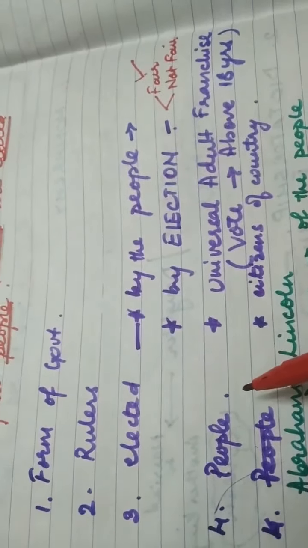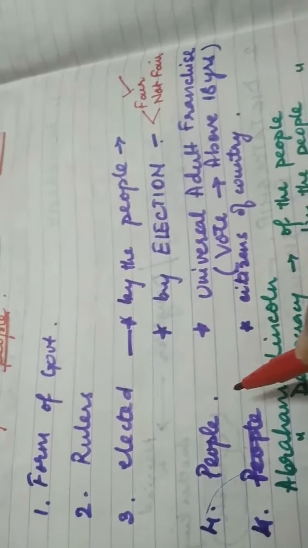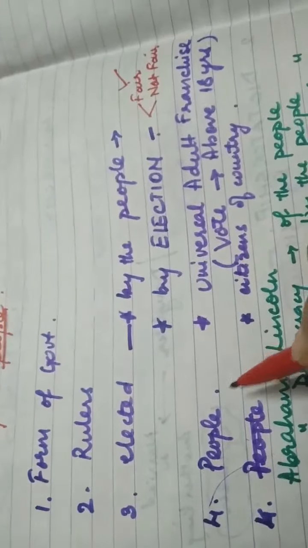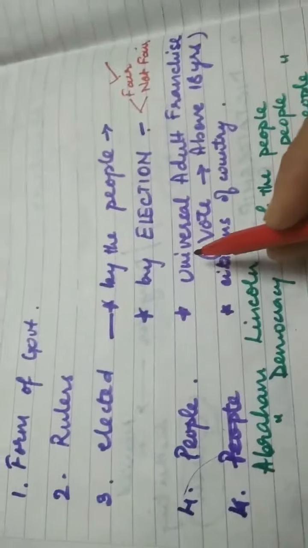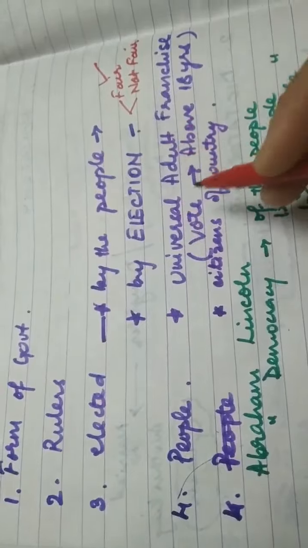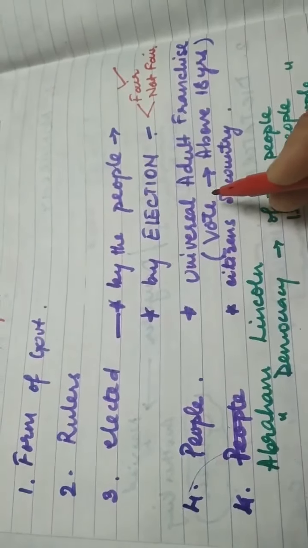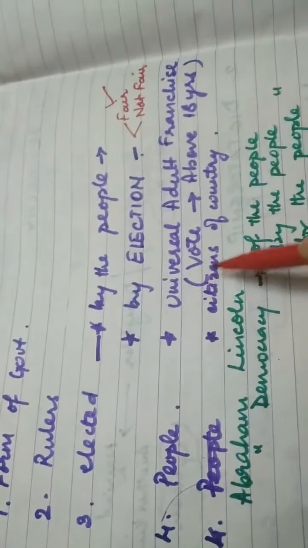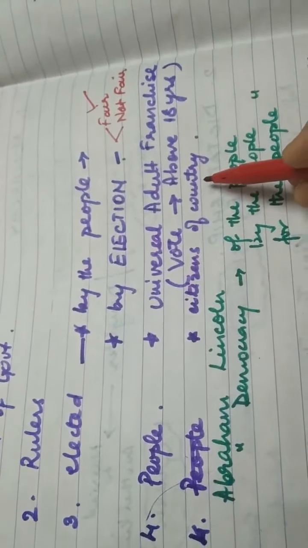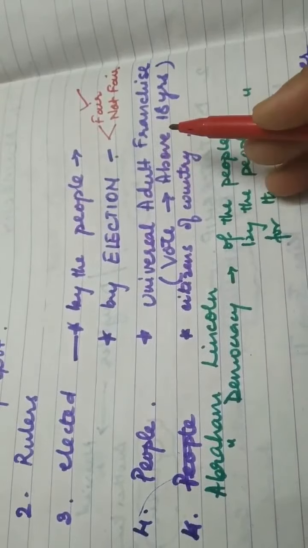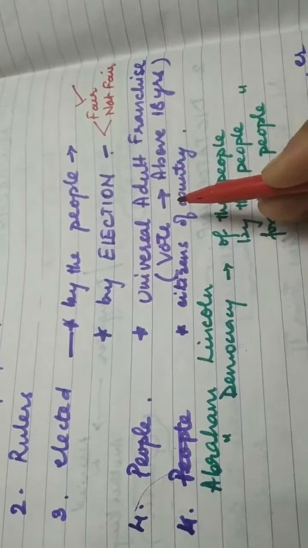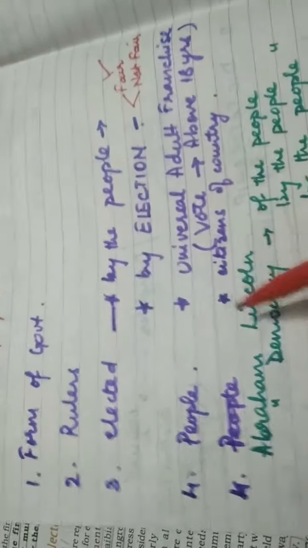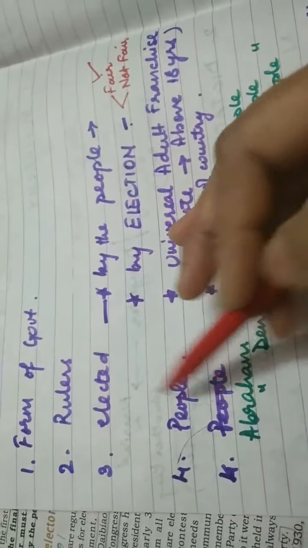Now, who are eligible to vote? Who are the people who are eligible to vote? For example, in India, it is universal adult franchise, which means people who are above the age of 18 years can vote, and they should be citizens of the country. So anyone who is above the age of 18 can go and vote, and he or she should be a citizen of this country. So these are the 4 important points that you should know.